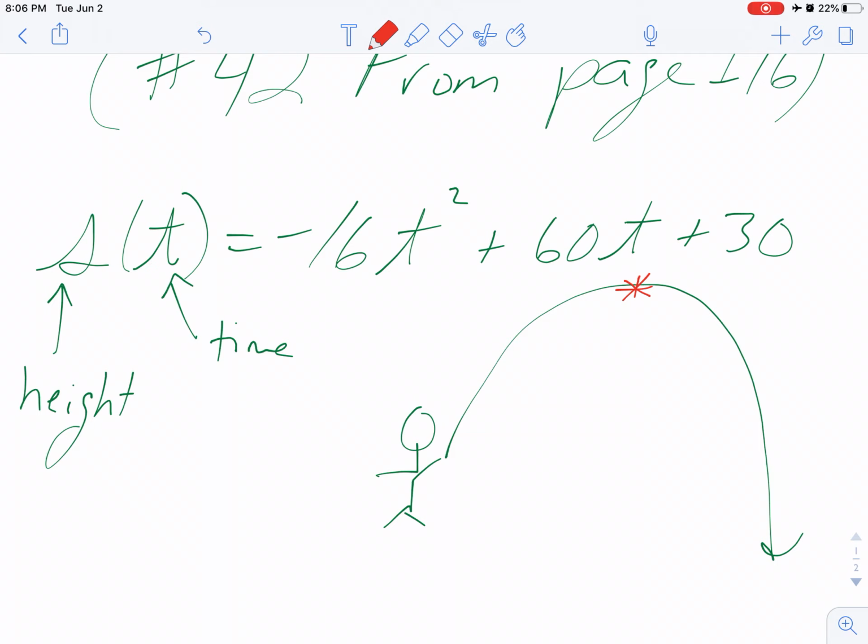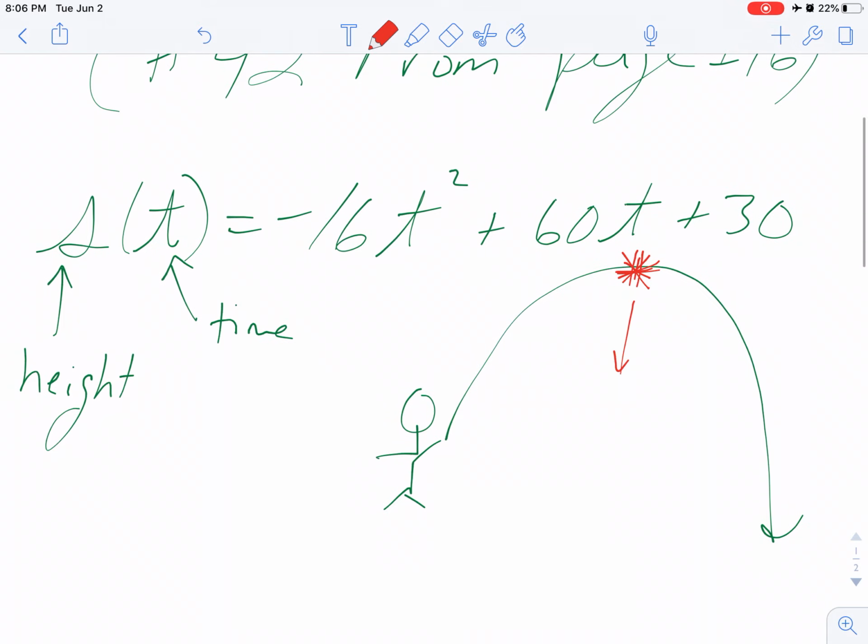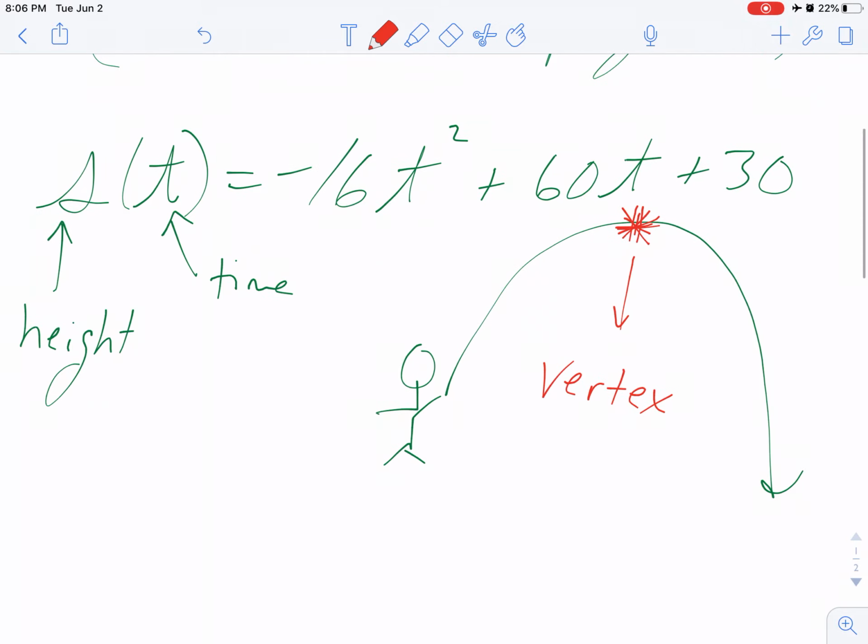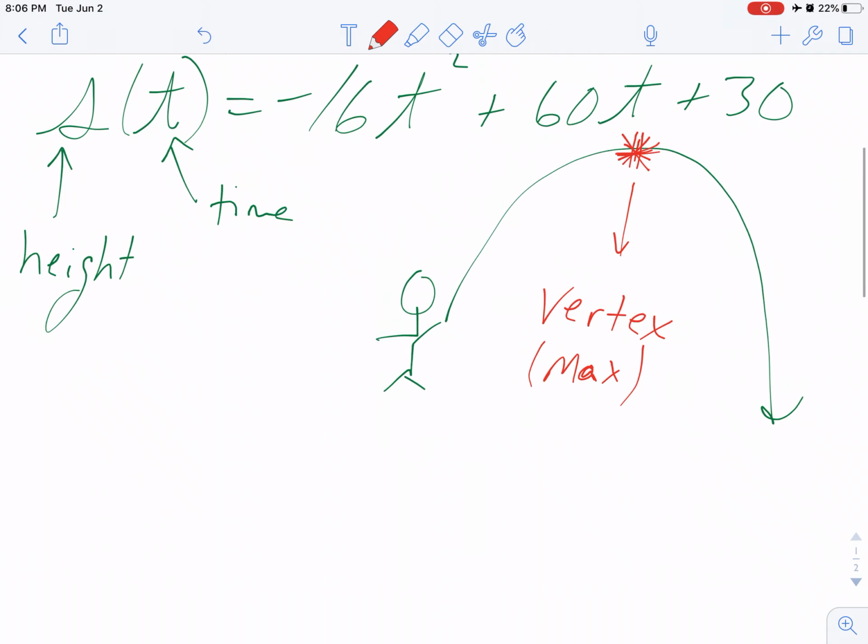Here's how it's worded. It says determine the time at which the stone reaches its maximum height and then find the maximum height. So you're being asked to find how much time does it take to reach that highest point, the peak, and then how high is it at that point. Okay, well, another way of saying that is to ask you to find the vertex. It doesn't say the word vertex in the problem, but the key is it does ask you to find the maximum. The max is another word for vertex.